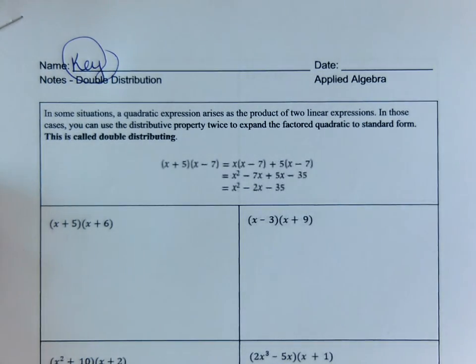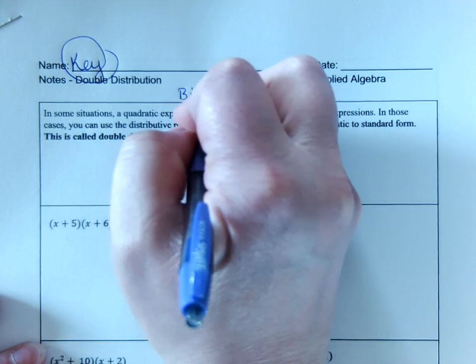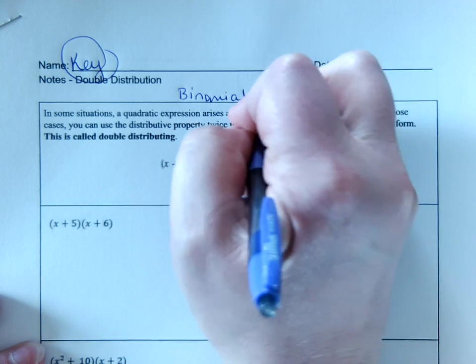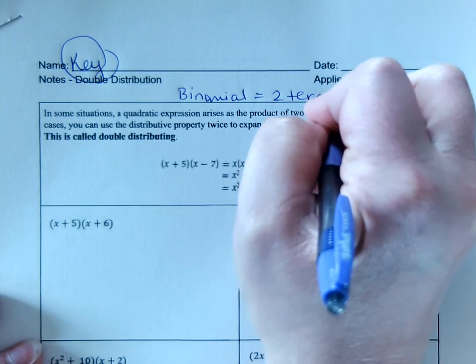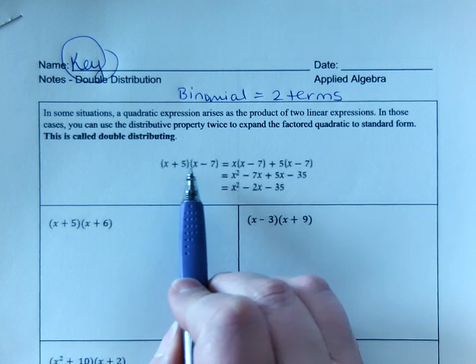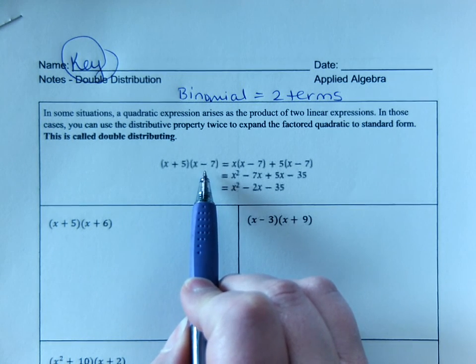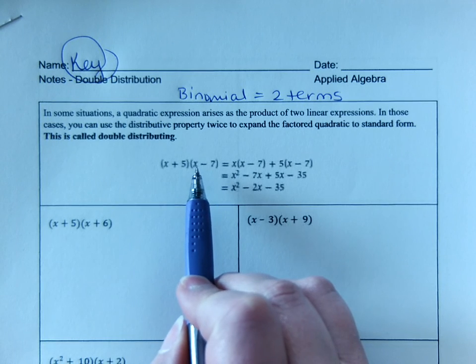Everyone, it's Mrs. Allward. Today's topic is called double distribution. What we're going to do is take two polynomials that are called binomials. A binomial has two terms, okay? And we're going to take those two binomials and multiply them together. So, we need to do something called double distribution.